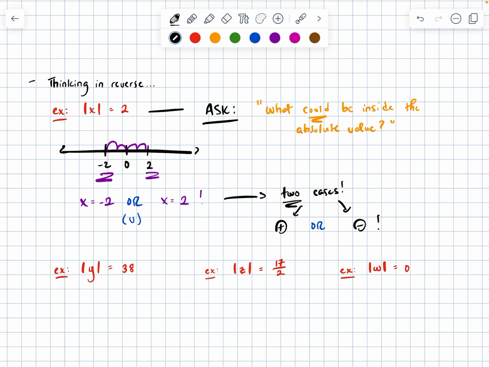Same thing with these 3 below. What are each of these numbers possibly? What could y be if its absolute value is 38? Same thing with z, same thing with w. Take 30 seconds, pause the video. Have fun.